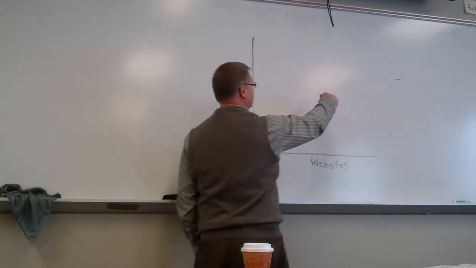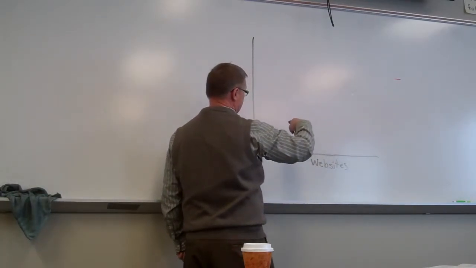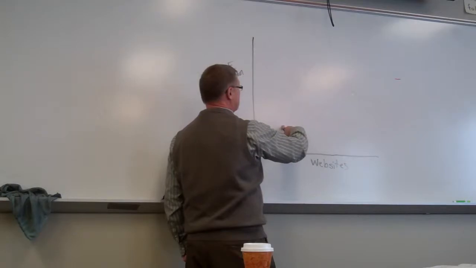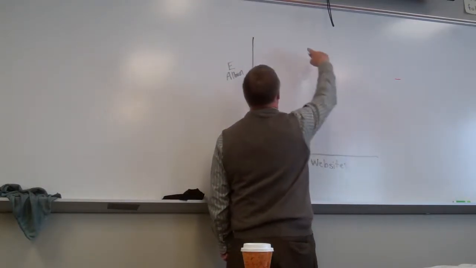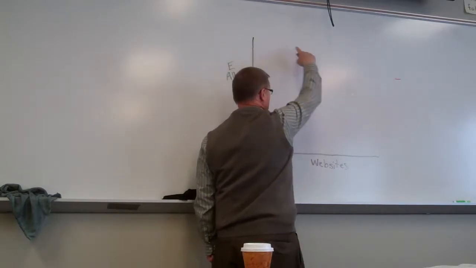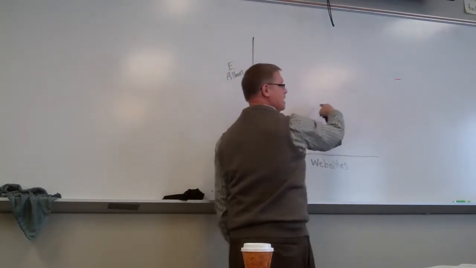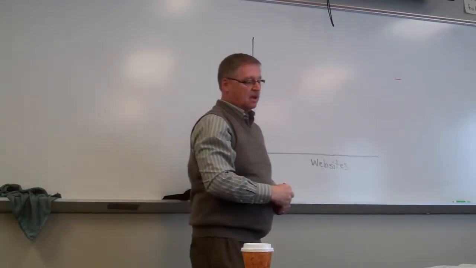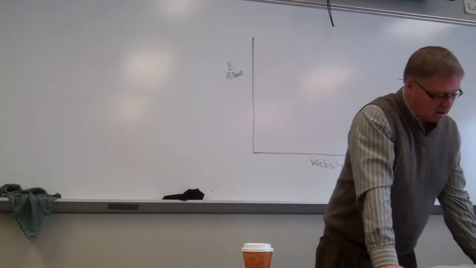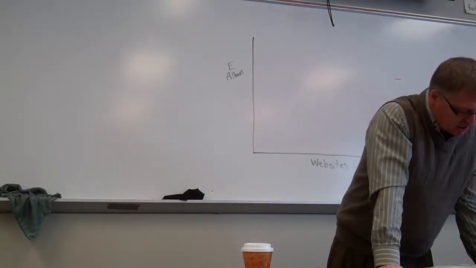Somewhere in here is a spot that we want to shoot for, like this many websites and this many e-albums, or a lot more websites and fewer e-albums, or more e-albums and fewer websites, or half of each. Somewhere in here is a best for us to make more money. We're going to use our clues and constraints.